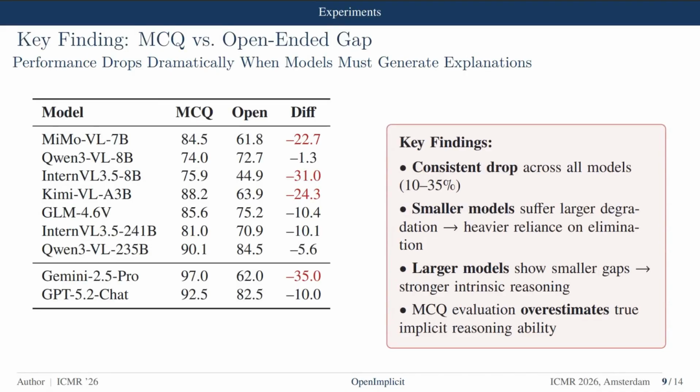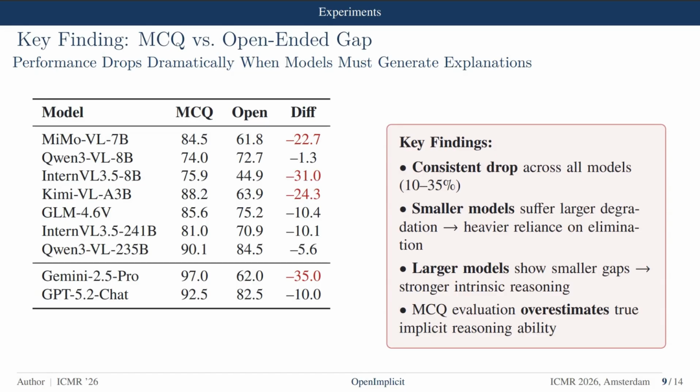We evaluated 9 representative models including both open source and closed source systems. The most striking finding is the consistent and substantial performance gap between MCQ and open-ended evaluation. When models are asked to generate open-ended explanations for the same images they previously answered correctly via MCQ, their accuracy drops dramatically. For example, Gemini 2.5 Pro achieves 97% on MCQ but only 62% on open-ended questions, a drop of 35 percentage points. InternVL 3.5 8B drops from 75.9% to 44.9%, a decline of over 31 points.